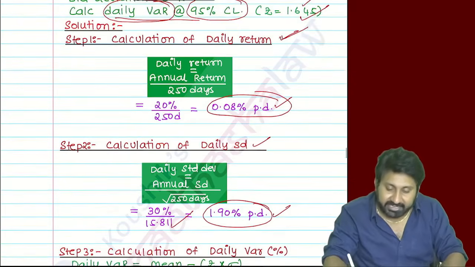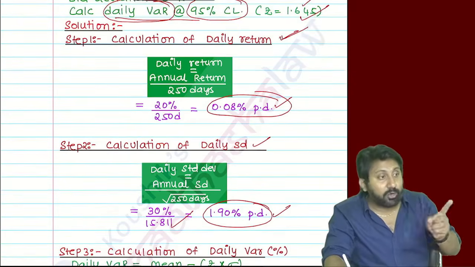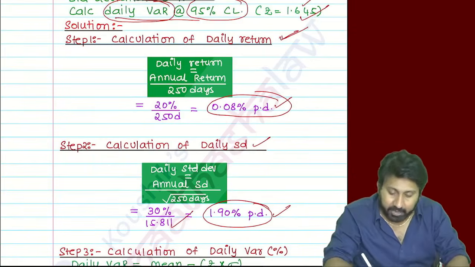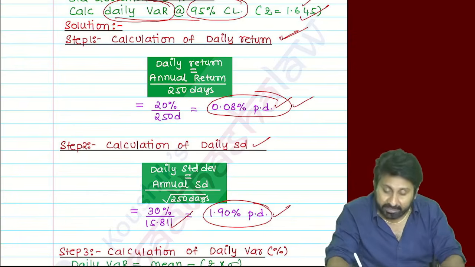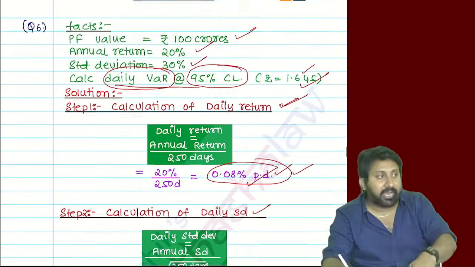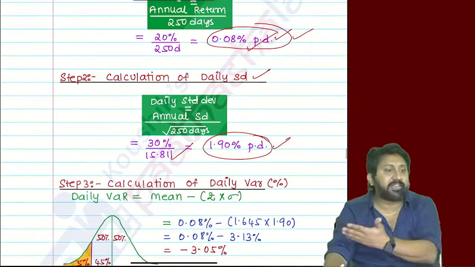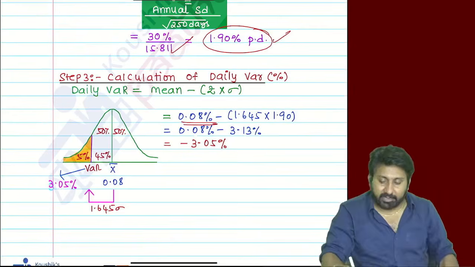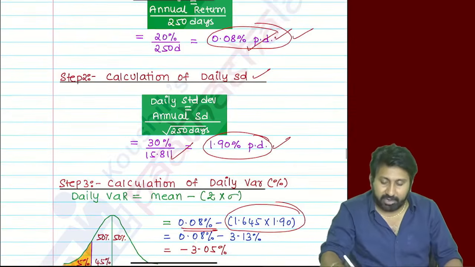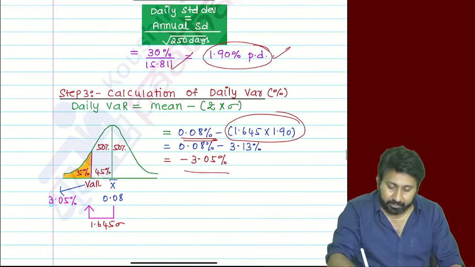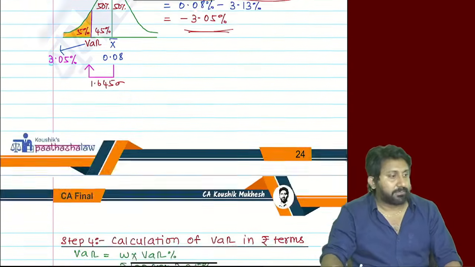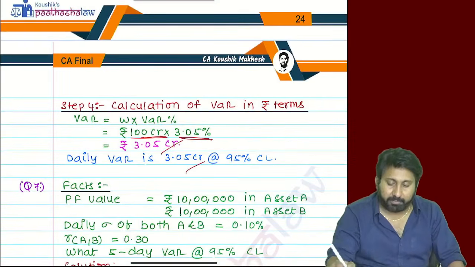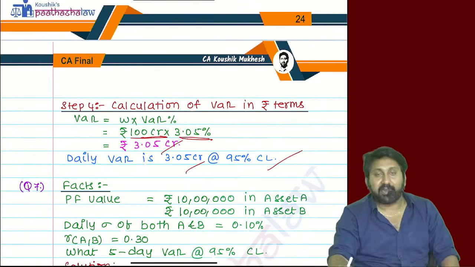This daily return is the 1 day return: the 250 days return, 20%, divided by 250. This is the average. That's why this is the mean. They did not give it, they gave the annual return. We calculated on an average per day. So the mean is 0.08%. Standard deviation, Z value already they have given. Standard deviation we have, minus 3.05. Okay, next. How much did I invest? 100 crore into 3.05, 3.05 crore at 95% confidence level.